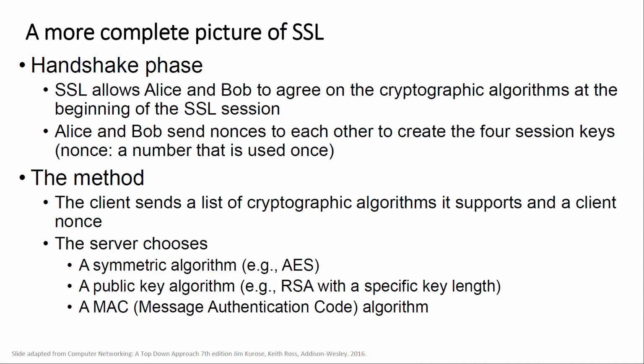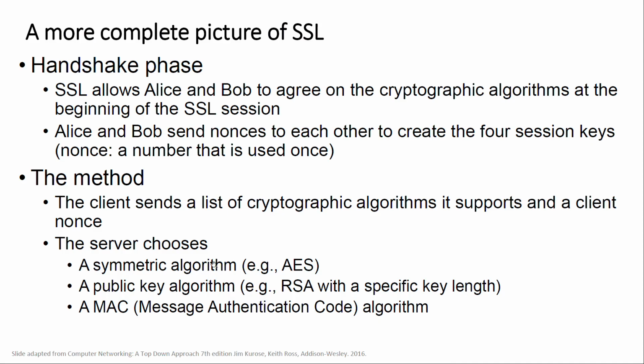A more complete picture of SSL is as follows. Handshake phase. SSL allows Alice and Bob to agree on the cryptographic algorithms at the beginning of the SSL session. Alice and Bob send nonces to each other to create the 4 session keys. Recall that a nonce is a number that is used once, and we are doing this to avoid replay attacks. The method is as follows. The client sends a list of cryptographic algorithms it supports and the client nonce. The server chooses a symmetric algorithm from the list of possible algorithms that is sent.